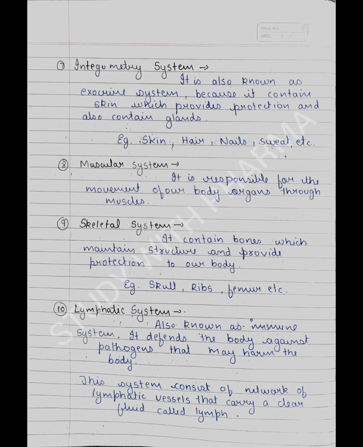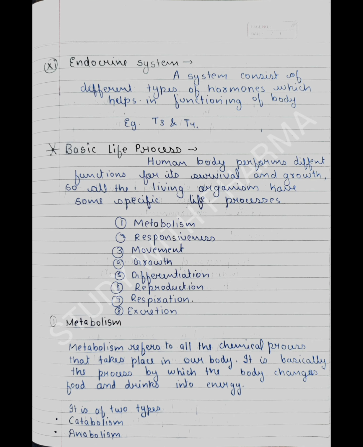Tenth is lymphatic system. It is an immune system which defends the body against pathogens. Next is endocrine system. It consists of different hormones which help in functioning of the body. The next important topic is basic life processes. All functions that a human body performs for its survival are basic life processes.